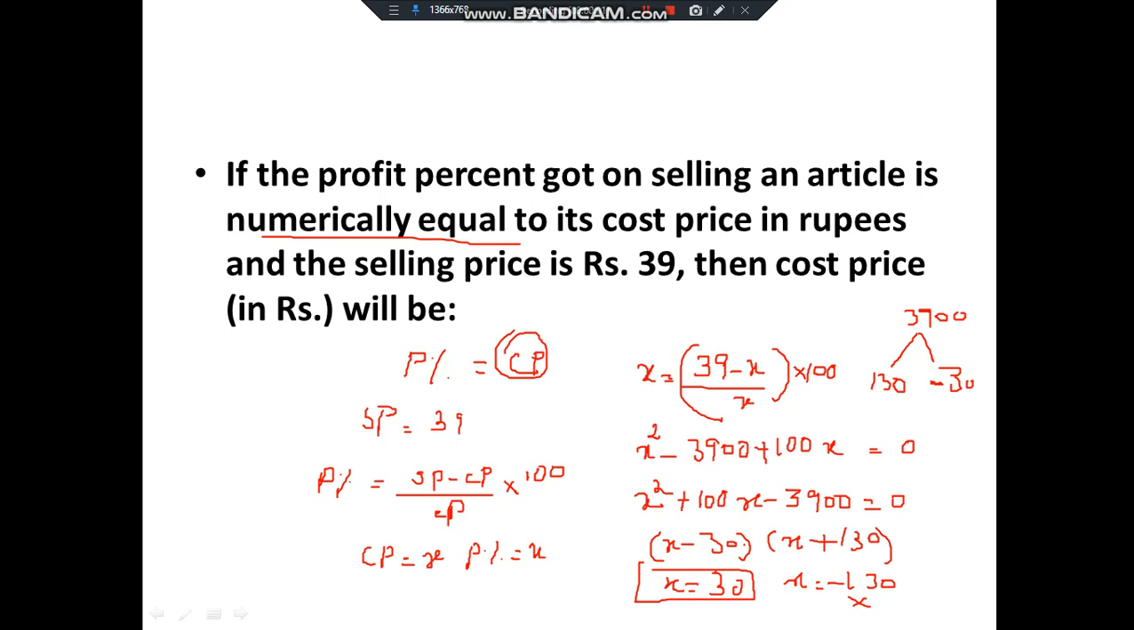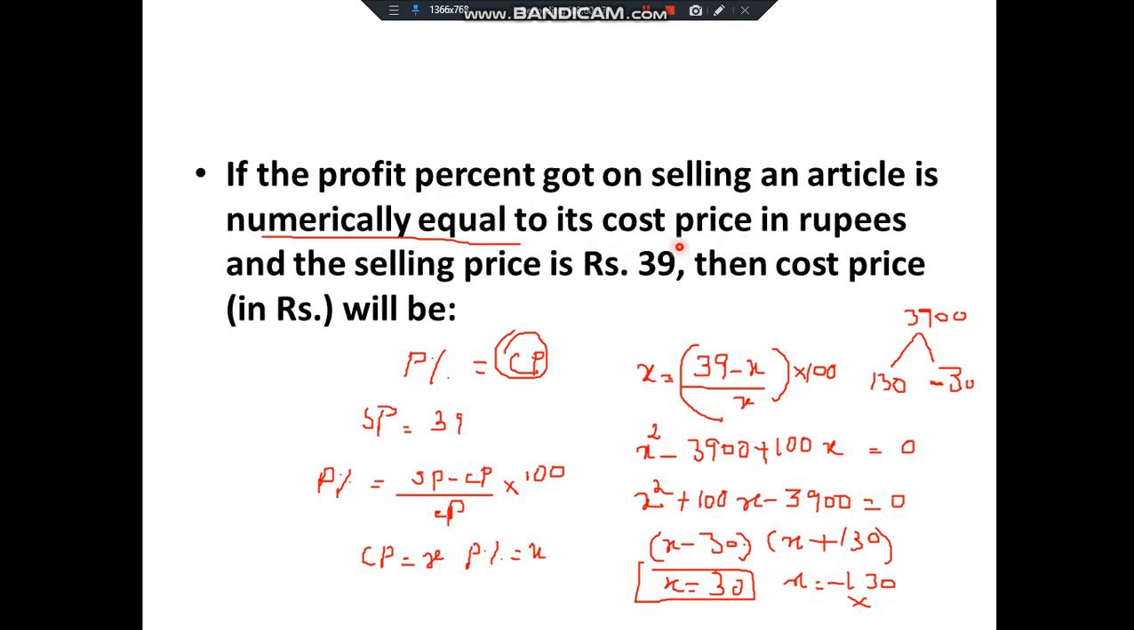See the next variety of question. This is a question based on numerically equal to word. Okay, so I'll explain you. See, if the profit percent got on selling an article is numerically equal to cost price in rupees. So what is the meaning of it? Numerically means number. So the number of profit percent will be equal to the cost price number. Okay, suppose profit percent is equal to 5%, then your cost price will also be equal to 5. Suppose your profit percent is X, your cost price will also be X. So that is what the meaning here.